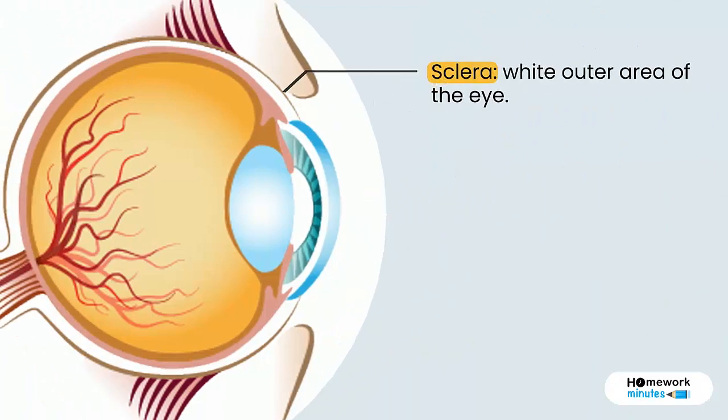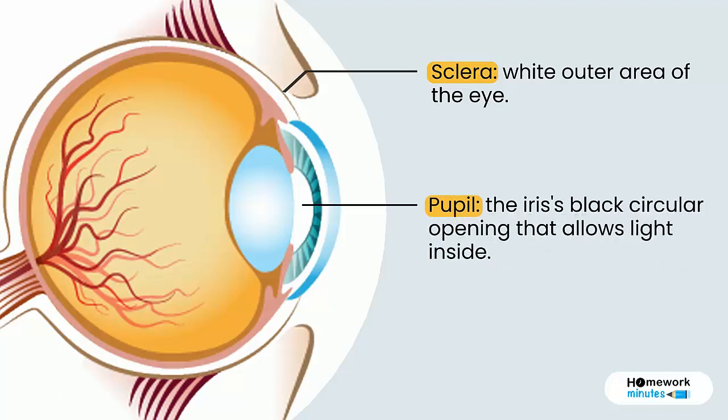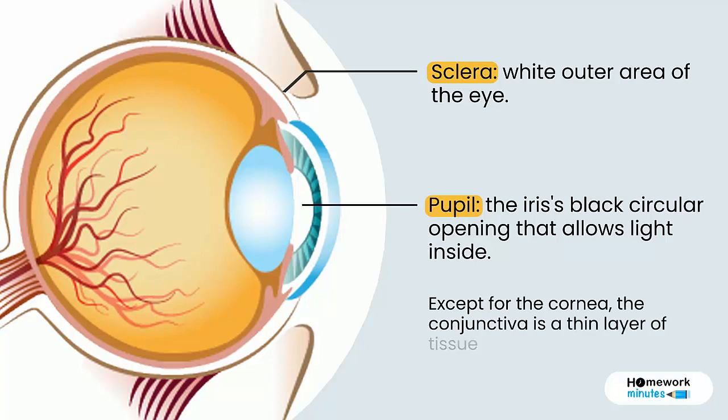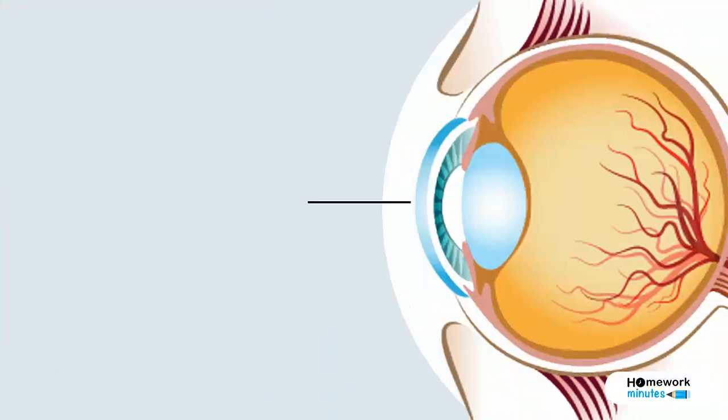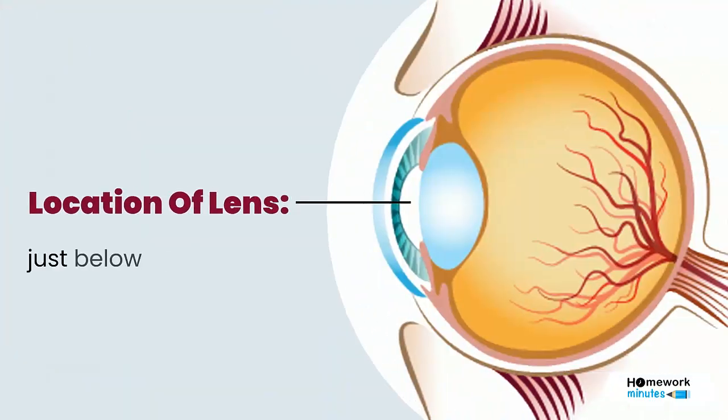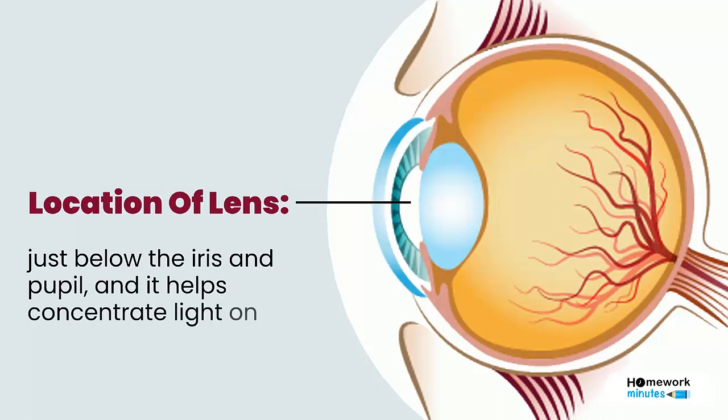Sclera, white outer area of the eye. Pupil, the iris's black circular opening that allows light inside. Except for the cornea, the conjunctiva is a thin layer of tissue covering the whole front of your eye. Location of lens. Just below the iris and pupil, and it helps concentrate light on the back of your eye.